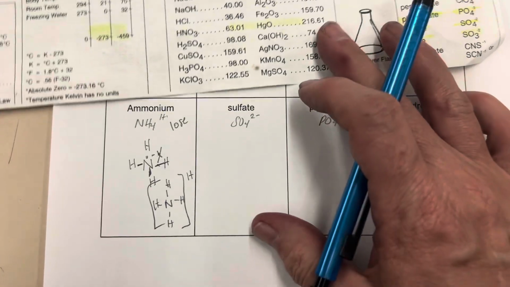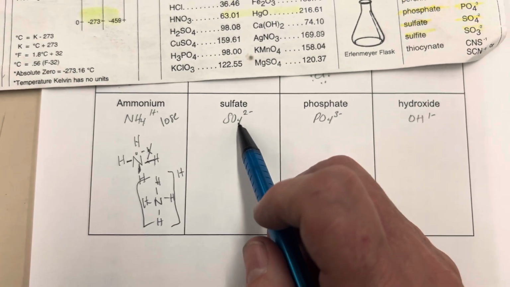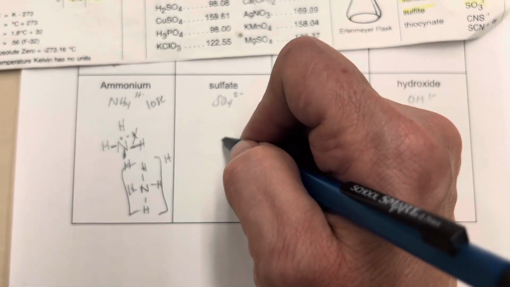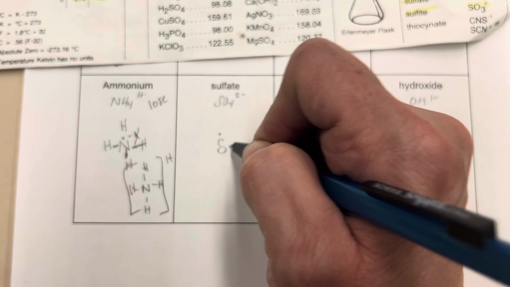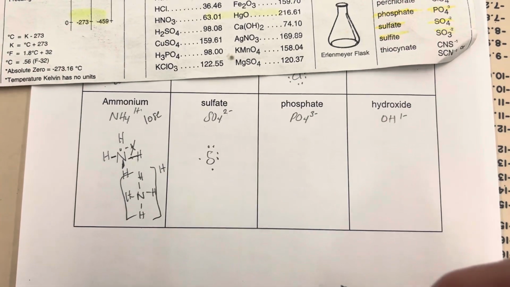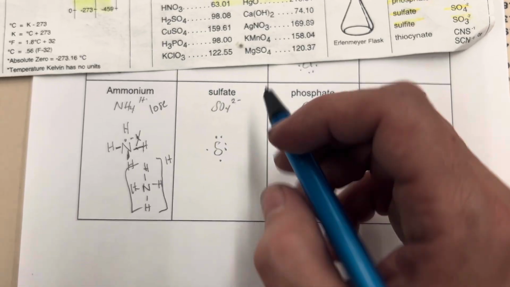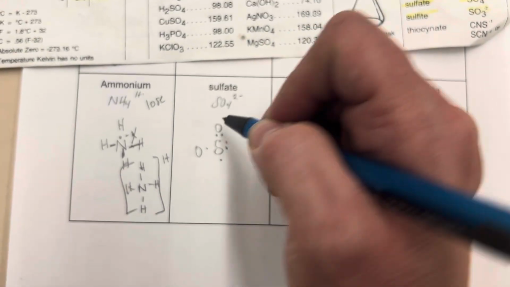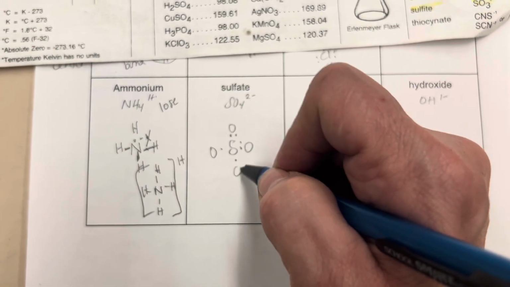Same thing if I gave you something like sulfate. Sulfate is SO4, 2 negative. S is going to be your center. You're going to put 6 dots around it. It shows 2 bonding sites, but I have 4 oxygens. 1, 2, 3, and 4.